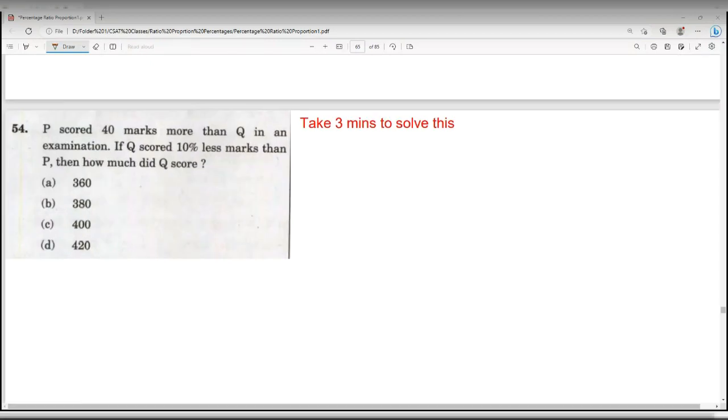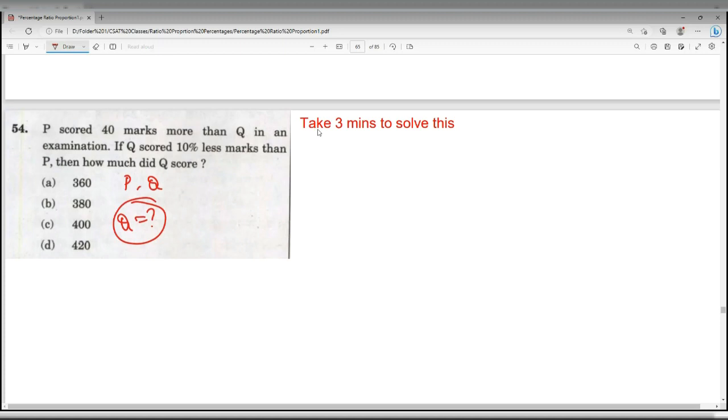Please select the options. Around 70% have got option A, 20% have got option B, and 10% have got option C. Nobody has got option D. We'll see how to solve this question. P scored 40 marks more than Q in an examination. If Q scored 10% less marks than P, then how much did Q score? So let the marks scored by P and Q be P and Q itself. We have to calculate what Q is.